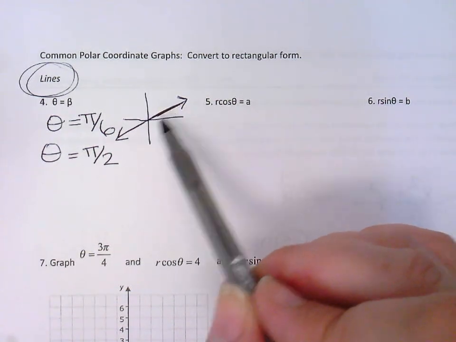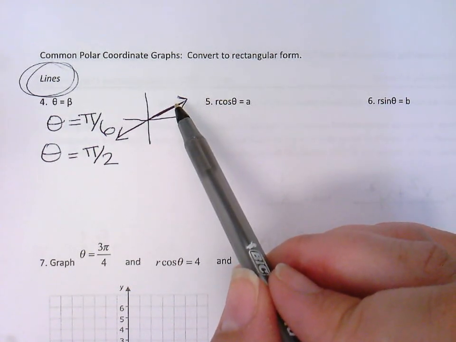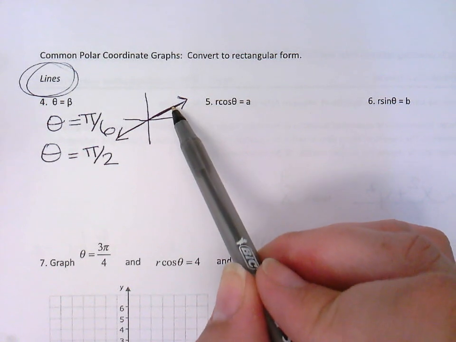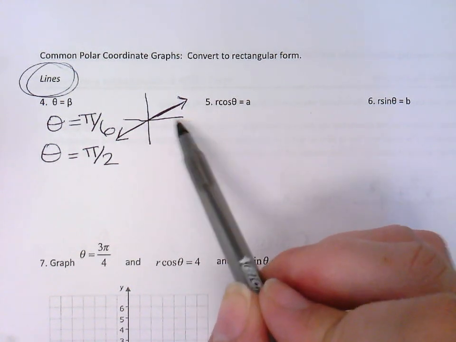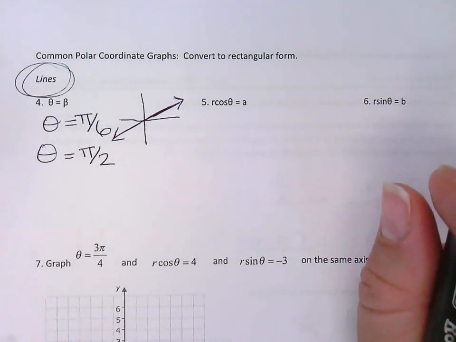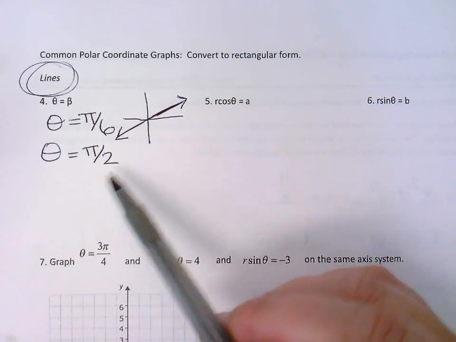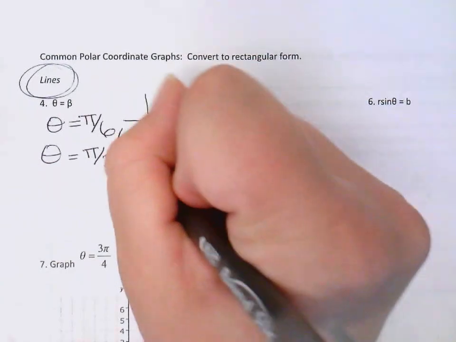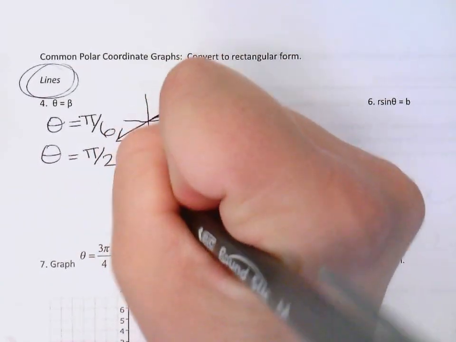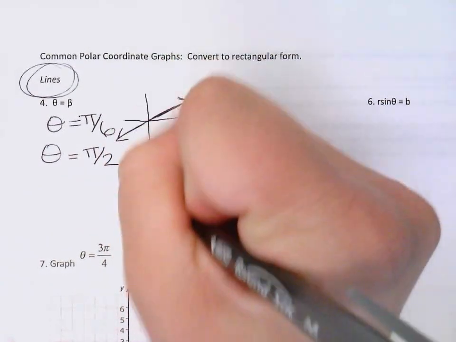I don't know the slope of this line without finding the, what would it be, the tangent of y over x, or tangent of 30, root 3 over 3. It has a slope of root 3 over 3. What about theta equals pi over 2? That's just a vertical line, right, at pi over 2.